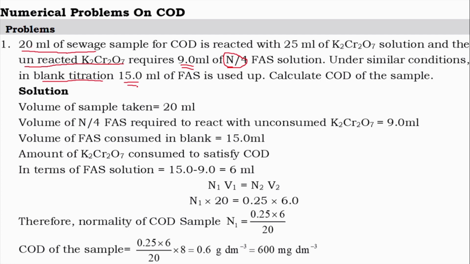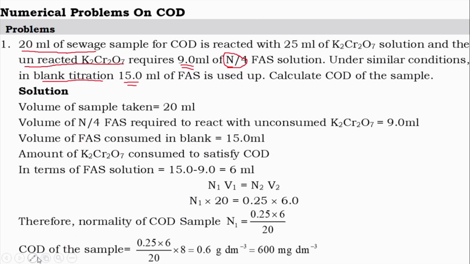So one by one, let us list it. The volume of the wastewater sample taken is 20 ml. From the problem, we understood that this is the volume of the wastewater sample taken, so we have listed here. And the volume of FAS consumed by the unreacted K2Cr2O7, that is a back titration, is 9 ml. And the volume of FAS consumed in a blank is 15 ml.